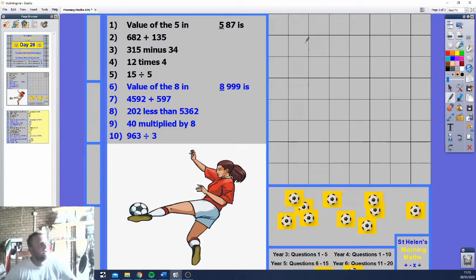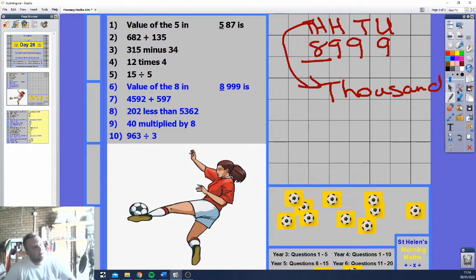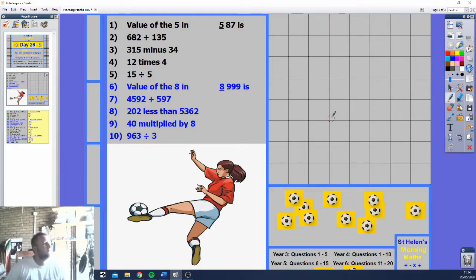What is the value of 8 in 8999? Don't even worry about it if you're struggling and you think that's a big number. Write it down. Start at units, then go to tens, then hundreds, and then thousands. What is the value of that one? It even says there, TH, which stands for thousands. So you've got 8 thousands there.